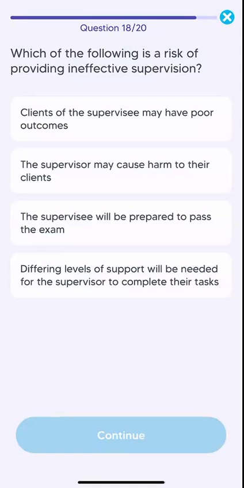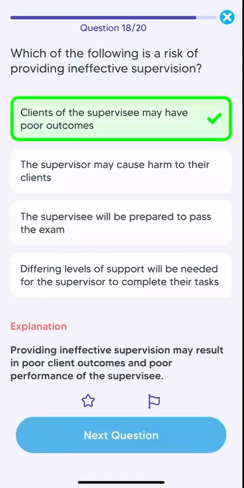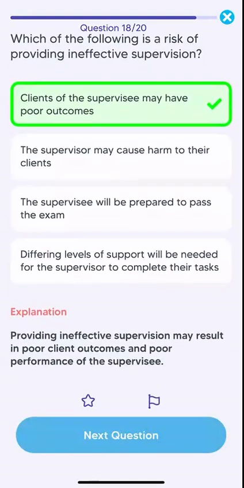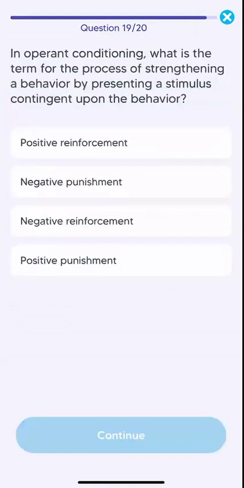Are you here? Yeah, I'm with you. What do you feel? I feel the first one, because if the supervisor is not giving effective supervision, the loss will come to us. Our clients may not benefit from us. May Allah protect. Okay.